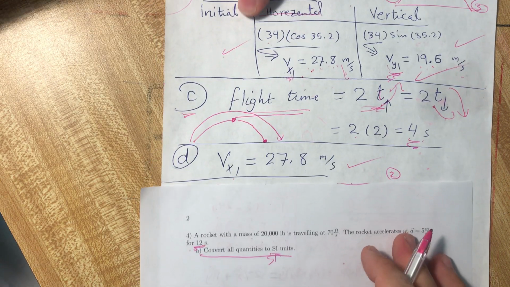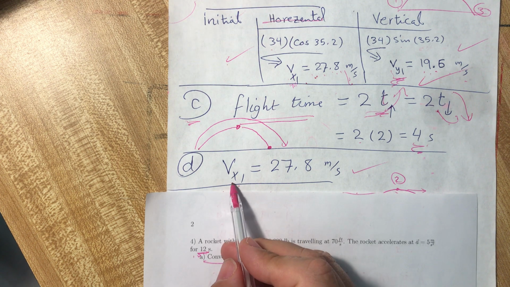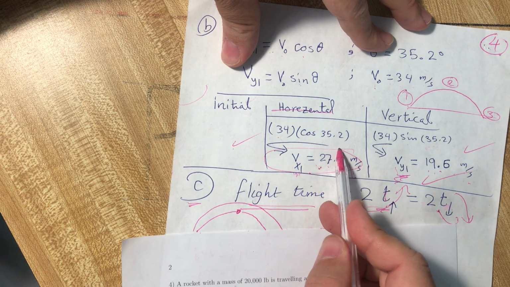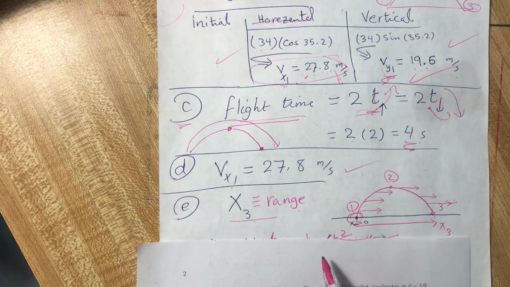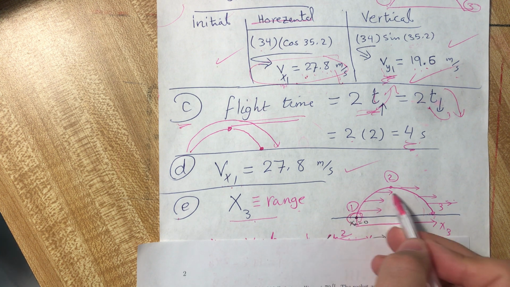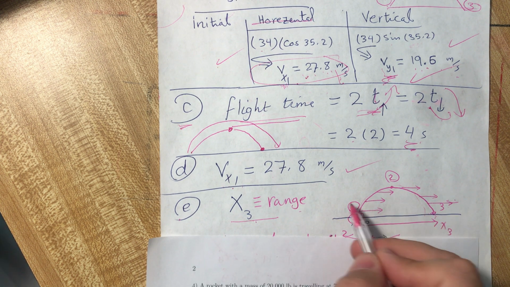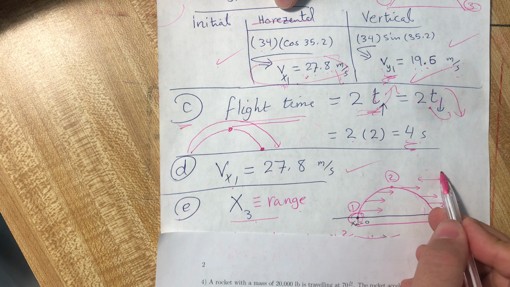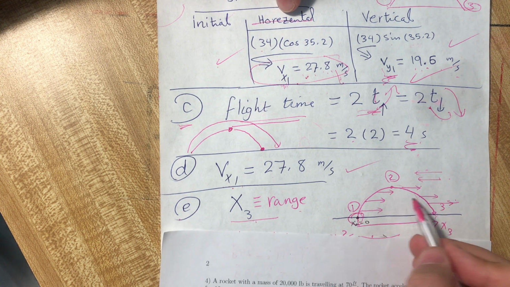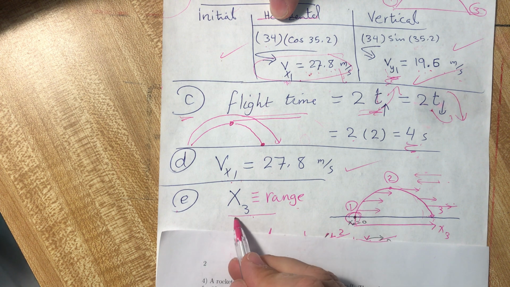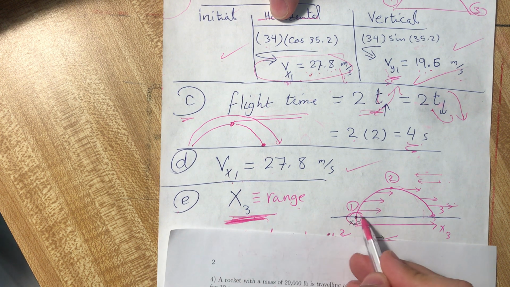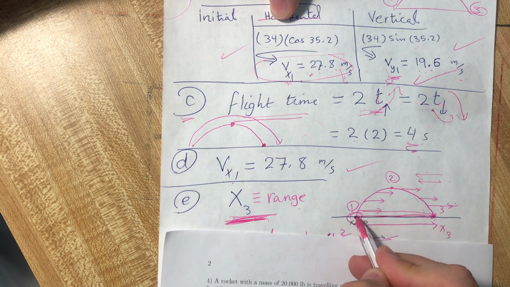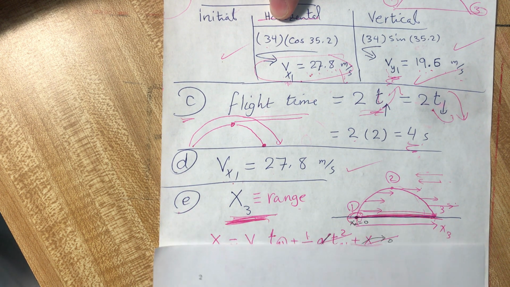For part D, we need to find the horizontal velocity, Vx at the first point. It is 27.8 meters per second, which is constant along all of our track, because we don't have any air resistance to reduce or increase this velocity. We don't have any acceleration in the horizontal direction. So we need to find the range, from the first point to the third point, all of the x displacement.